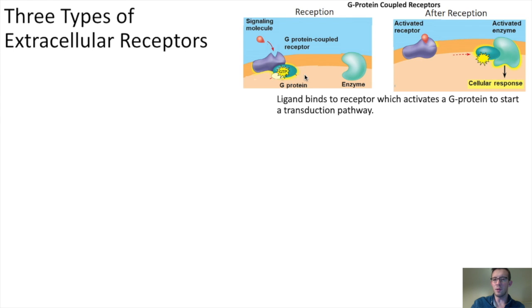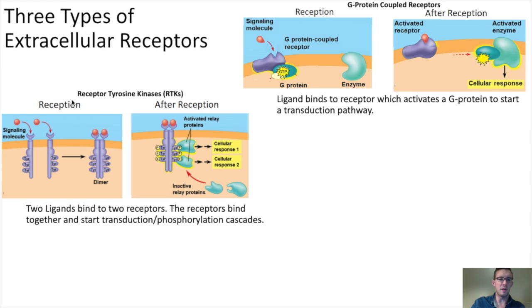And the way a G protein coupled receptor works is that the signaling molecule ligates to the receptor, and that causes the G protein to disengage from the receptor. The G protein that was coupled to the receptor disengages, and it begins the process of transduction. And so you can see this G protein here is activating an enzyme which is provoking a cellular response.